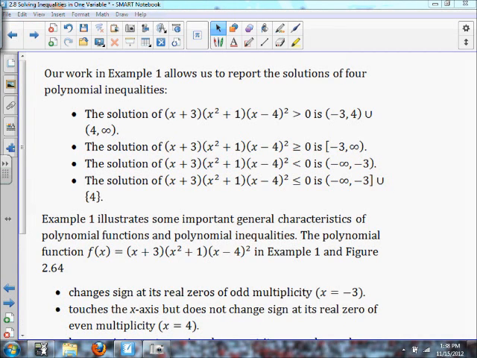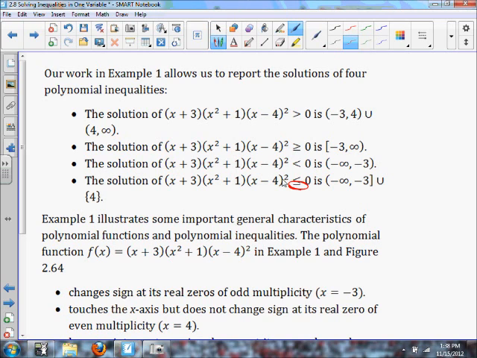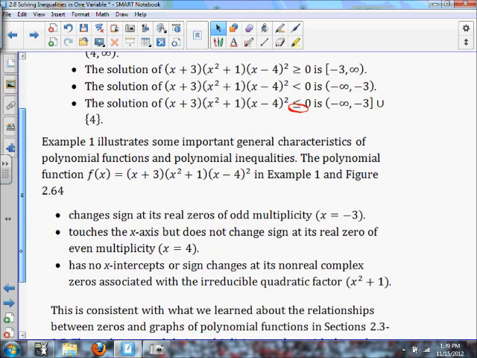Now our work in example 1 allows us to report the solutions of 4 polynomial inequalities. The solution of x plus 3 times x squared plus 1 times x minus 4 quantity squared is greater than 0 from negative 3 to 4 in union with 4 to infinity. It's greater than or equal to 0 from negative 3 to infinity. It is less than 0 from negative infinity to negative 3, and is less than or equal to 0 from negative infinity to negative 3, including negative 3, in union with 4. This symbol here tells you it's equal to 0 at 4. So this is how we'll write our solution when we get to something like that.